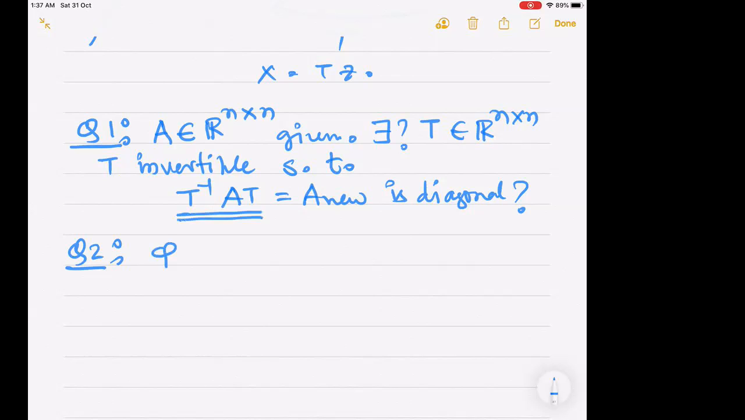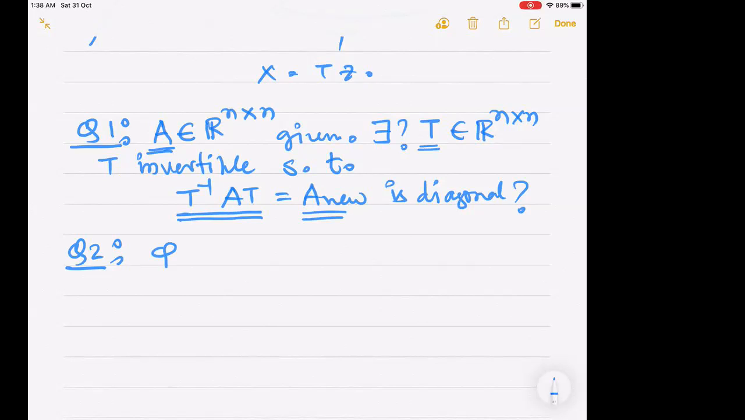T inverse AT is actually the representation of A in the new basis, where the new basis is given by the columns of T, taken in order from left to right. If that is taken as the ordered basis, then this T inverse AT, or A new, is nothing but the representation of A under this new ordered basis.